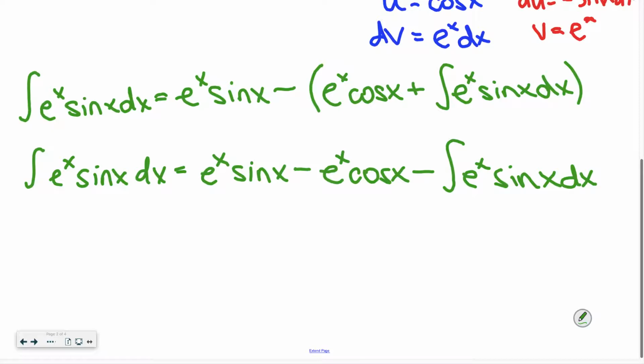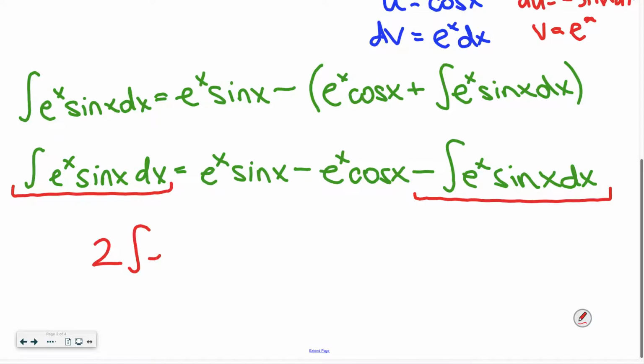Wait, you could add the e to the x sine of x over. Wait a second. We have like terms. Yeah, we do. Aren't those the same thing? Yeah, they are. So if I take this integral and I add it over here, then we have two times the integral of e to the x sine of x dx. Divide by 2.